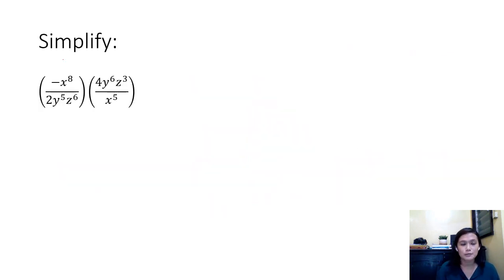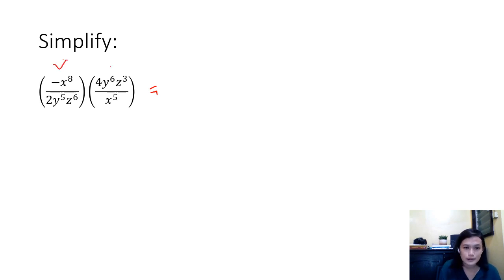So let's have this expression here. Let's try to simplify. We have the quantity of negative x raised to 8 all over 2y to the 5th z raised to 6, times the quantity of 4y raised to 6 z raised to 3 all over x raised to the 5th. The thing here is you need to check which part we could simplify. We could simplify this expression by checking its exponents. Since it's division, can we divide something here on the first term?